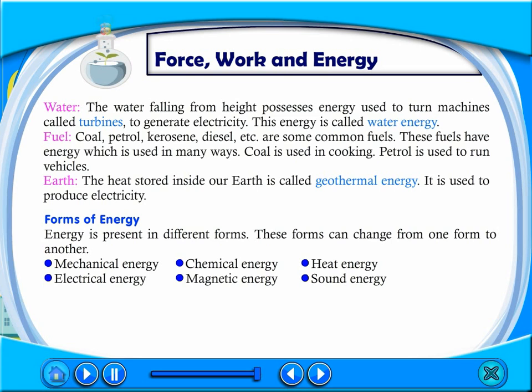Forms of energy. Energy is present in different forms. These forms can change from one form to another. Mechanical energy, chemical energy, heat energy, electrical energy, magnetic energy, sound energy.